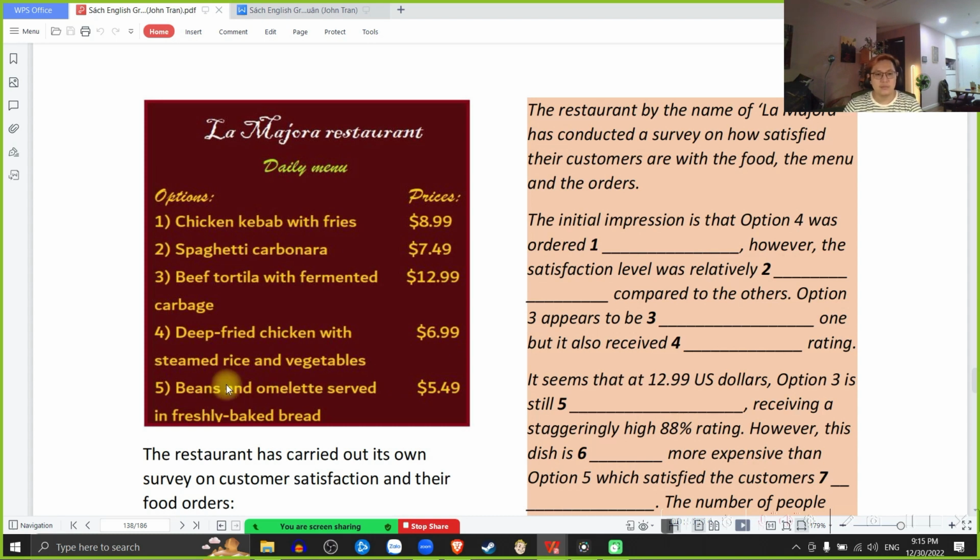Beans and omelette. Served in freshly baked bread. So these are the daily menu, okay? This is the daily menu of this restaurant.